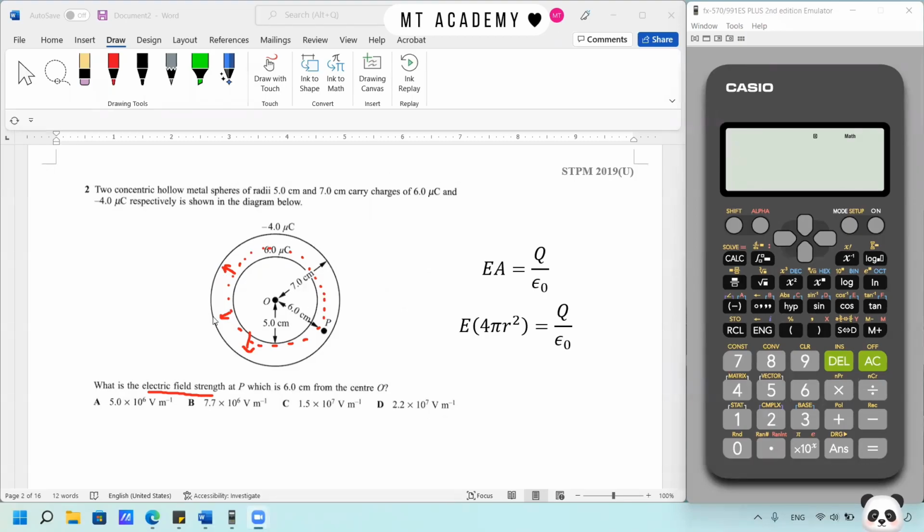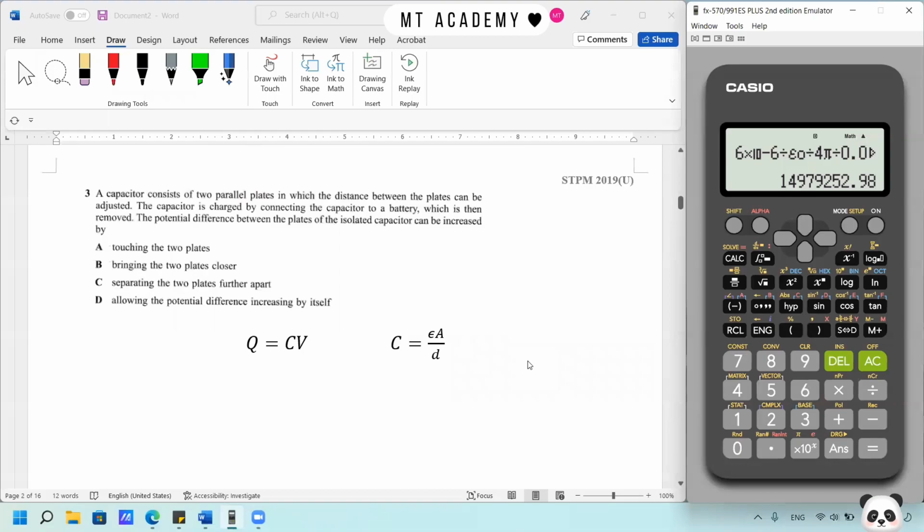The charge enclosed by the surface is only the 6 microcoulomb and does not include the negative 4 microcoulomb. So the charge is only 6 microcoulomb divided by the permittivity, divided by the surface area, which is 4 pi r squared, and r is 6 centimeter or 0.06 meters squared. And the answer would be 1.5 multiplied by 10 to the power 7 volt per meter.